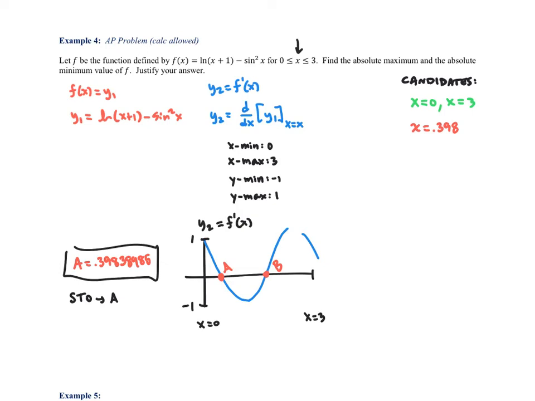and write that x equals 0.398. Now let's find the other critical value right here. So we'll do a left bound, right bound, guess. It'll give us our value for b. Okay, I'm getting that b equals 1.351.